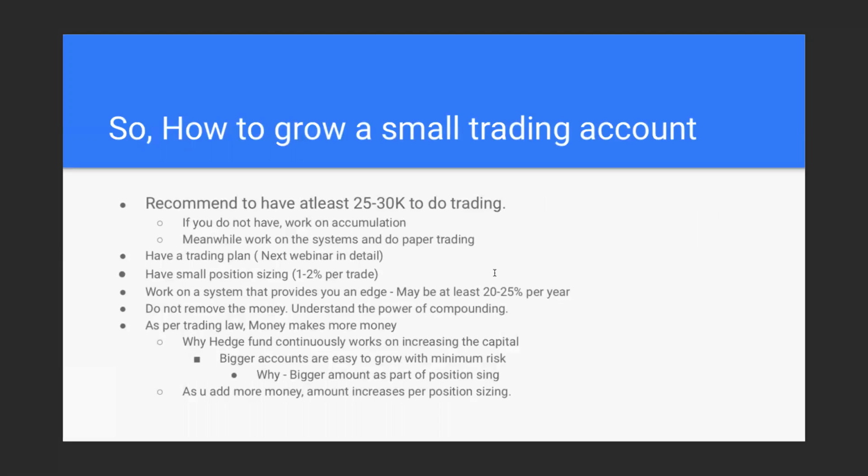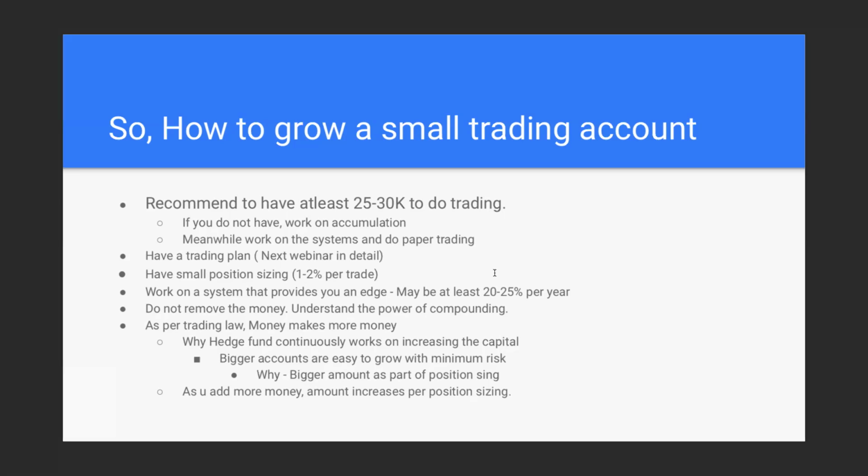So finally, how to grow a small trading account, right? Ideally, especially if you're trading options, or if you want to become a trader, I'm not talking about an investor who just puts money in and leaves it for a long time. I would recommend having at least 25 to 30K to do trading. Why? First of all, 25K is the limit set by the SEC to do trading, right? They want to protect the traders from complete losses. There is a reason why they keep it, right?